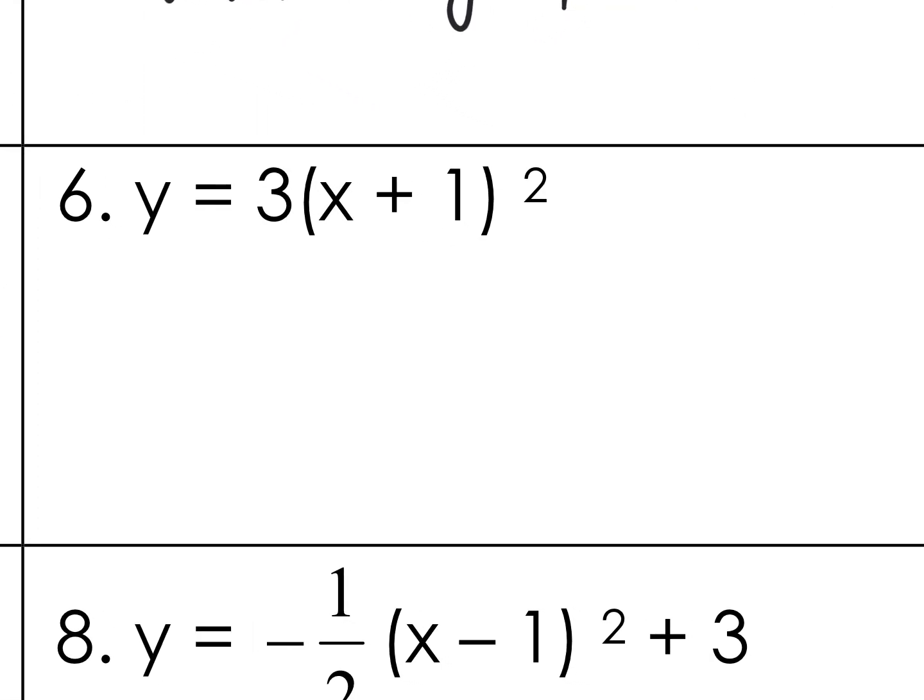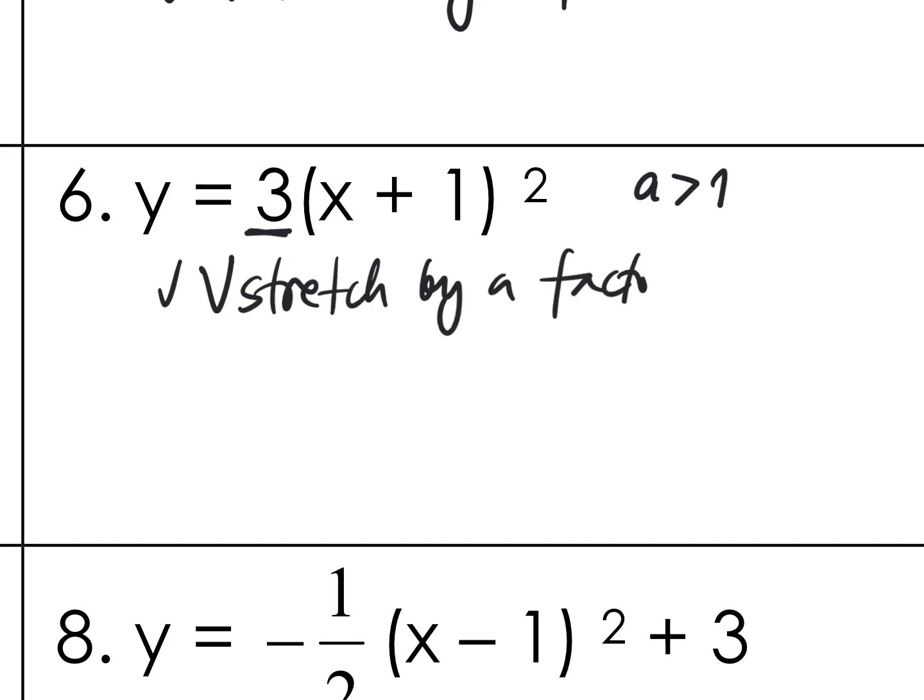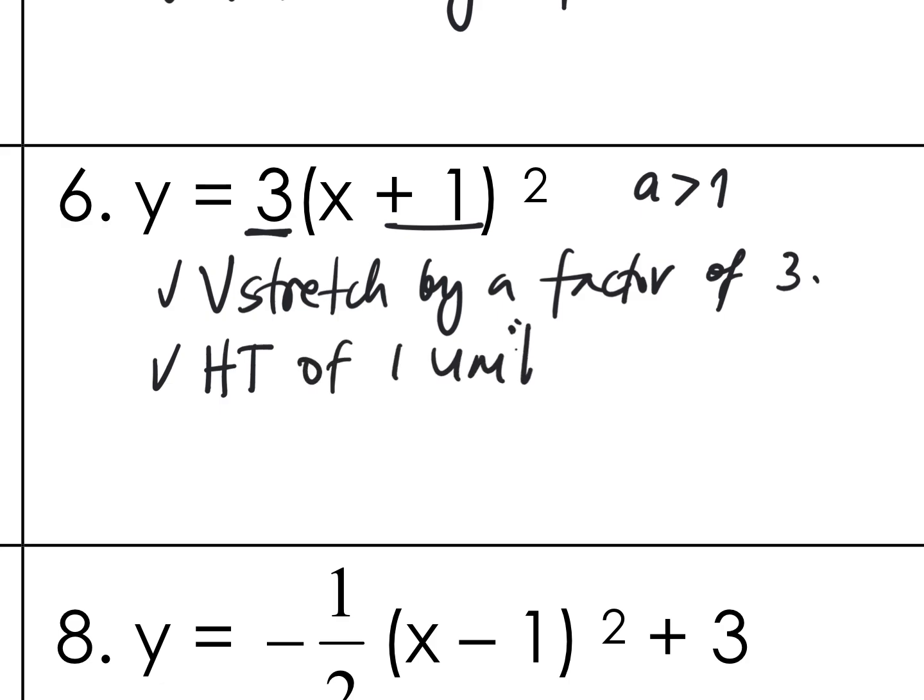Okay, number 6. The first thing I can see here is the vertical stretch again. My a here is greater than 1, so it's going to be a vertical stretch by a factor of 3. The second one is this one. That's going to be a horizontal translation of 1 unit left. And no more. That's it.